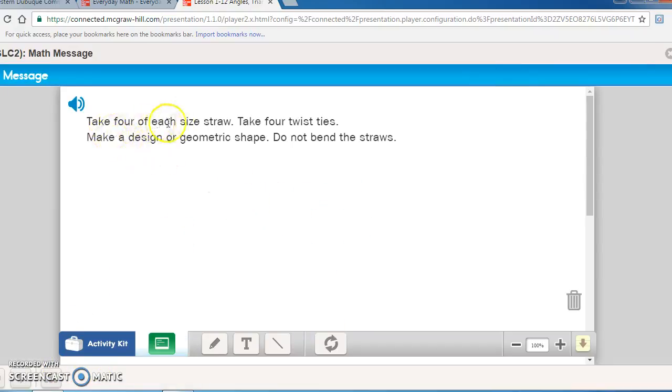Next, we're going to take 4 of each size straw and 4 twisties, and we're going to make a design or a geometric shape, but do not bend the straws. So what you're going to do is go get the straws from their holders, 4 of each size, and you're going to take the twist ties and insert them into the straws and connect them together. And we're going to be looking at how to form an angle and how to form different geometric shapes.